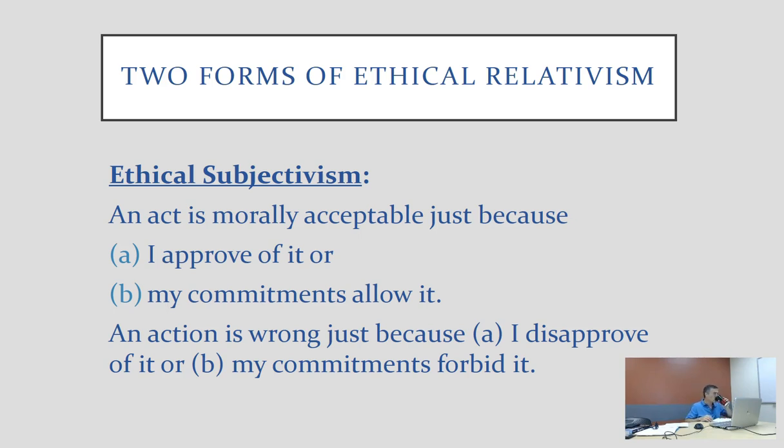The two forms are ethical subjectivism and cultural relativism. So we're going to talk about, first of all, ethical subjectivism. Your author gives a nice summary of the position on page 293. So have a look at this very carefully stated definition. An act is morally acceptable just because A, I approve it, or B, my commitments allow it. So in other words, I approve it means I endorse it, I sanction it. B means it's permissible according to my convictions.